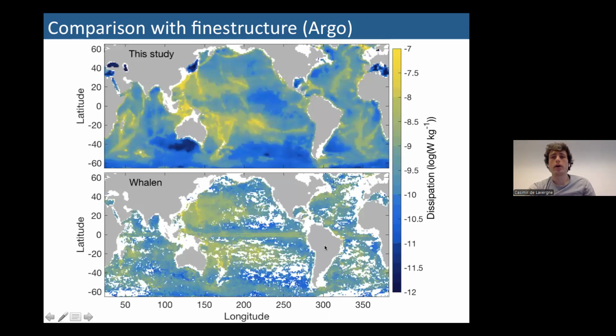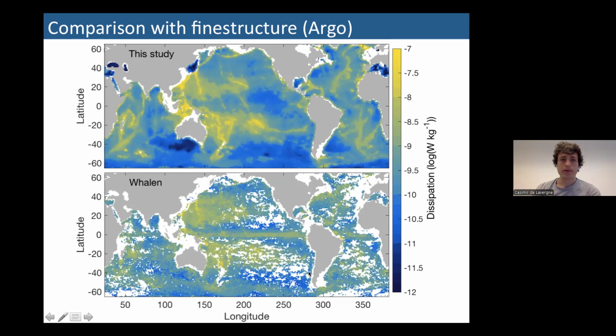Now, I also did, like Federico did for EDMX, some comparisons with Argo fine structure dissipation. This is a more indirect way of measuring dissipation, but it's supposed to be dissipation due to internal waves. So in that sense, it's a good comparison to the parameterization. This is a map at 400-meter depth from my climatology, or my parameterization, and this was Caitlin Whalen's estimates at 400-meter depths.